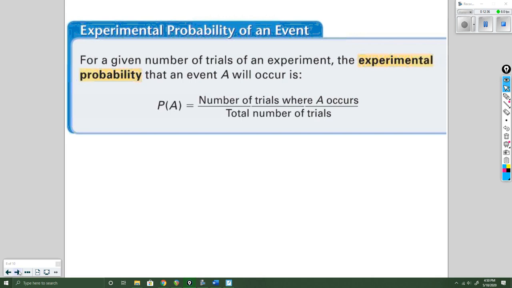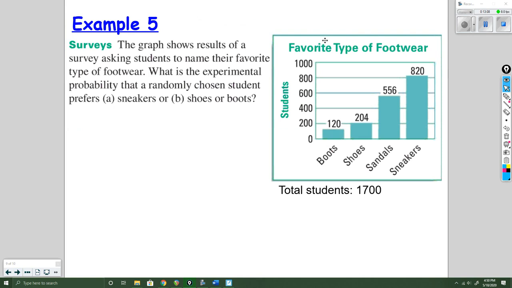We're going to look at the next example, and this is a survey containing the different types of favorite footwear amongst students in a school. We want to see what is the experimental probability that a randomly chosen student from this survey prefers sneakers. First, there were 1,700 students surveyed, and 820 of them prefer sneakers. So that would be 820 out of that 1,700. If we simplify that fraction, that's 41 out of 85, which would be 0.482 or 48.2%.